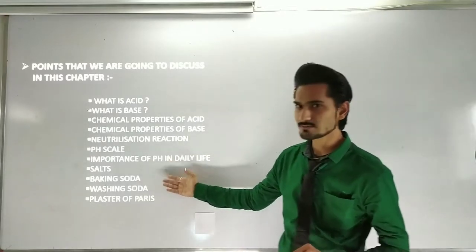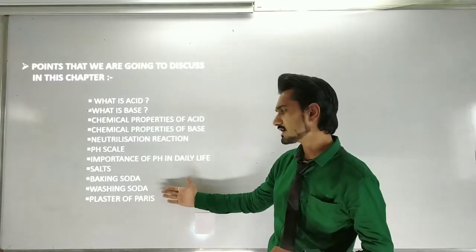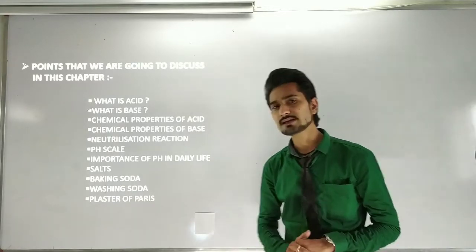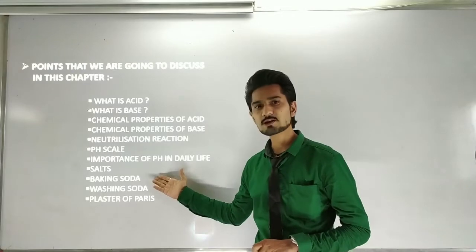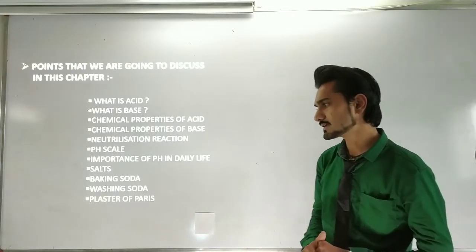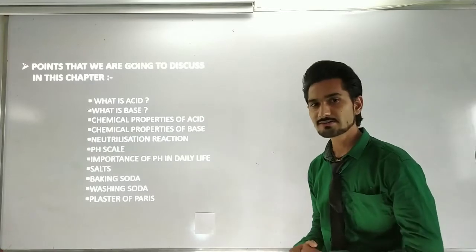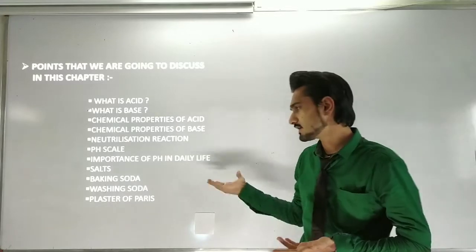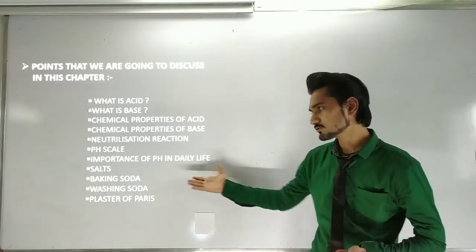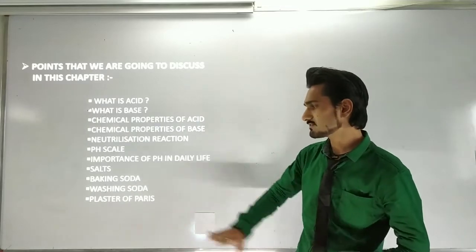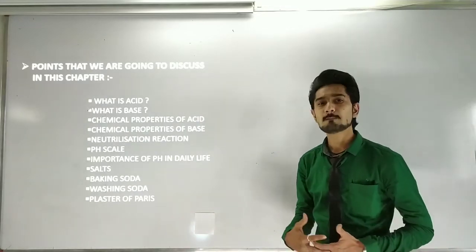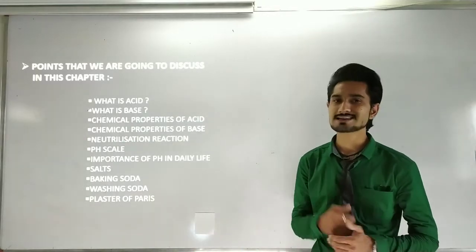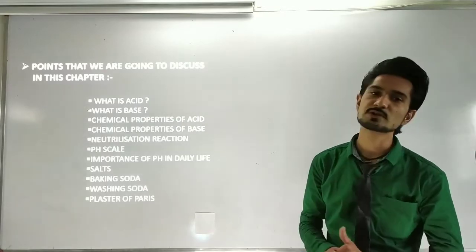So here are some of the basic salts: baking soda, washing soda and plaster of Paris. We are going to see how we can make baking soda, what the chemical equation for baking soda is, and what the uses of baking soda are. After that we are going to see how we can make washing soda, its molecular equation or chemical formula, and afterwards the uses of washing soda. Then we will see the plaster of Paris: how we can make it, its chemical formula, and lastly the uses of plaster of Paris.